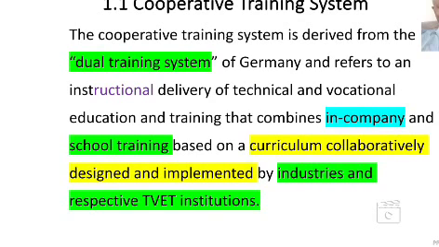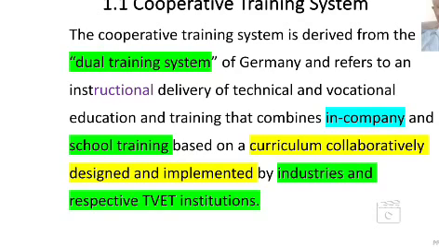Dual training system. What does dual training system mean? As its name indicates, it is a kind of training system that is planned and implemented by two parties. The first party is a school or training institution. It means the place where training is provided. In other words, we can call it the training provider. And the second one is the company, or industry, or employers.